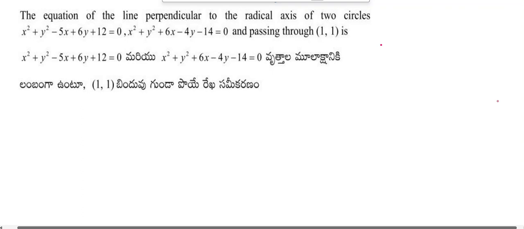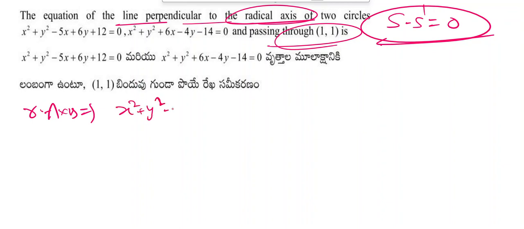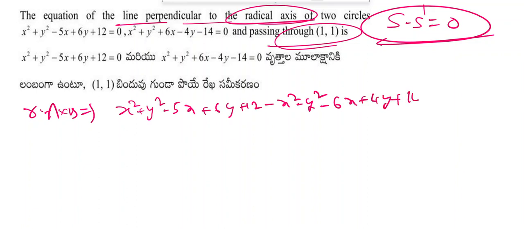This is the next problem from circles. The equation of the line perpendicular to the radical axis. So we know that the radical axis equation is S - S' = 0 and passing through the point (1, 1). Radical axis is S - S', so subtracting the second circle from the first one. This is x² + y² - 5x + 6y + 12 - x² - y² - 6x + 4y + 14 is equal to 0.